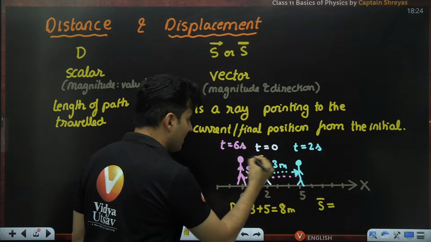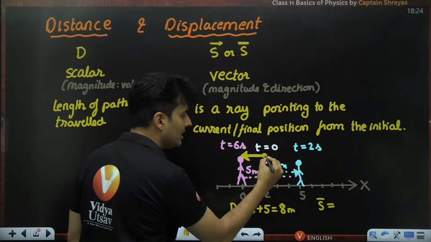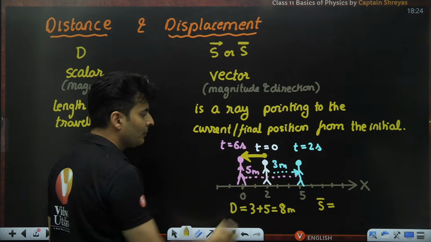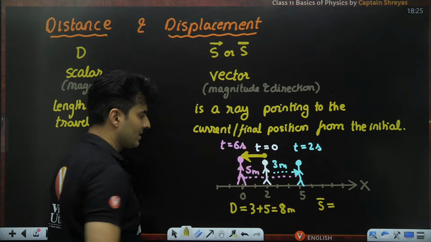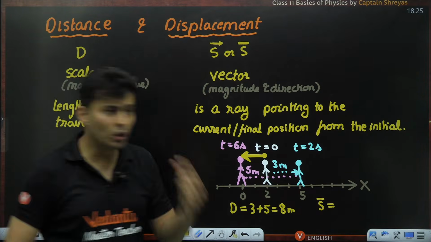So the ray will go like this. This is initial, this is final. So think about it. How much is this? This is only barely 2 meters.